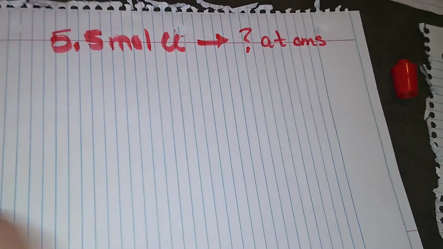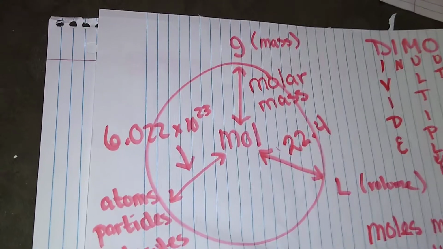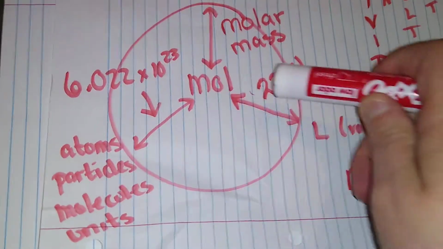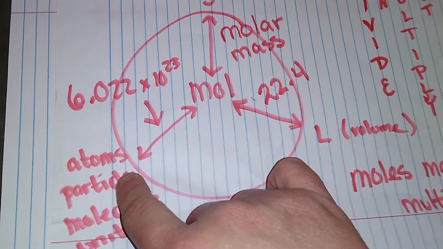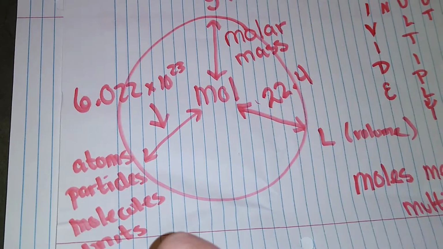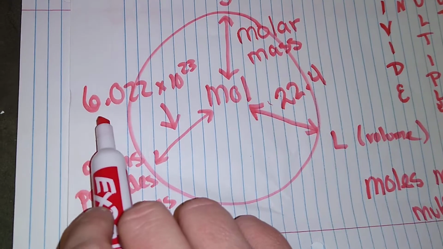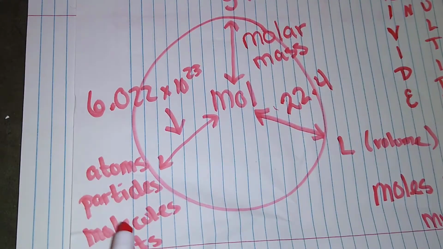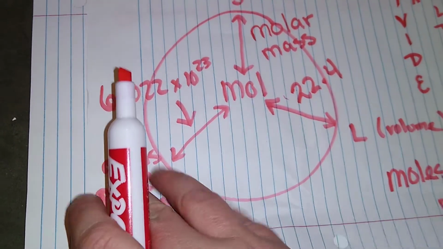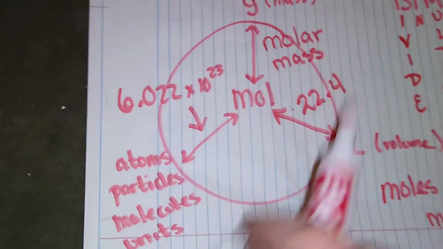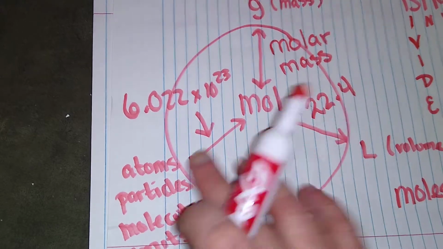All right, so as we look on our circle, we know that the number to get between moles and particles or atoms or anything of that type is 6.022 times 10 to the 23rd. Again, I called that Avogadro's number. So that's our magic number to get between particles and moles. And since we started with moles, we're going to multiply first.